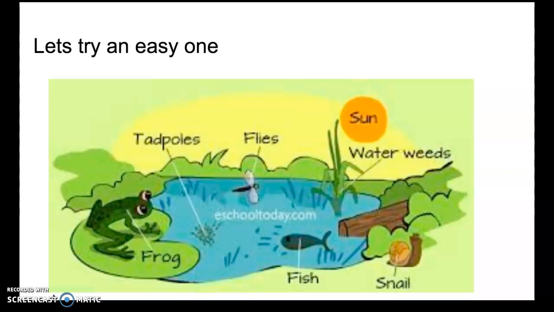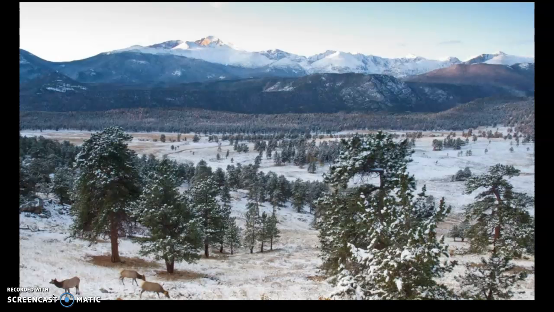Alright, let's try to identify this ecosystem right here. What do we got? What do you think? What biome? Hopefully you were able to tell me this is a freshwater biome. You can tell that by the frogs right there, and also the fact that the water's closed in, it's not an ocean. What about this biome? What do we think? Hopefully the snow gave you a clue. This is a tundra.